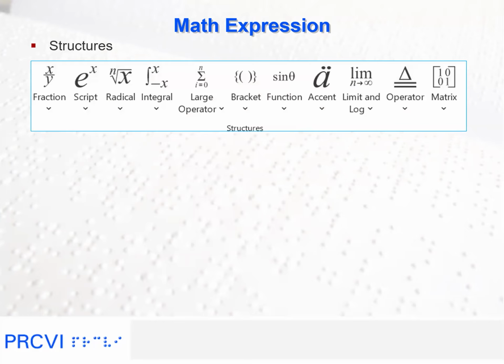You can use items from the ribbon named Structures to write math expressions and equations. Remember to put a space before the sign of comparison or wherever a space is needed within math equations or expressions. Save the document as a doc or docx file. Open the file in Duxbury and translate it in Braille.